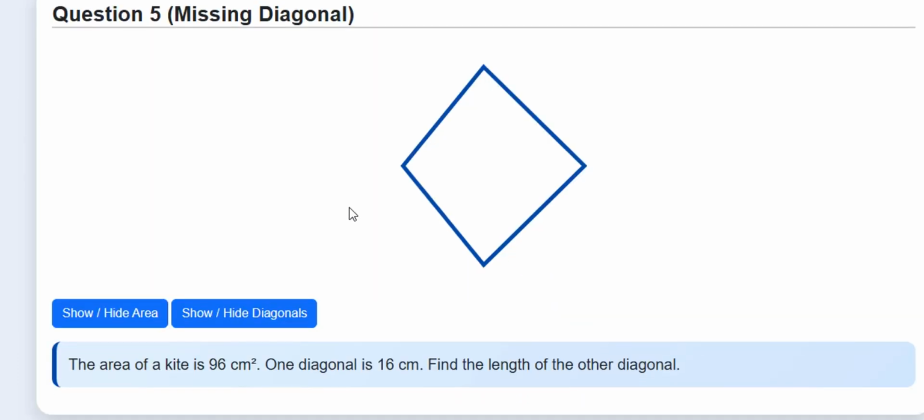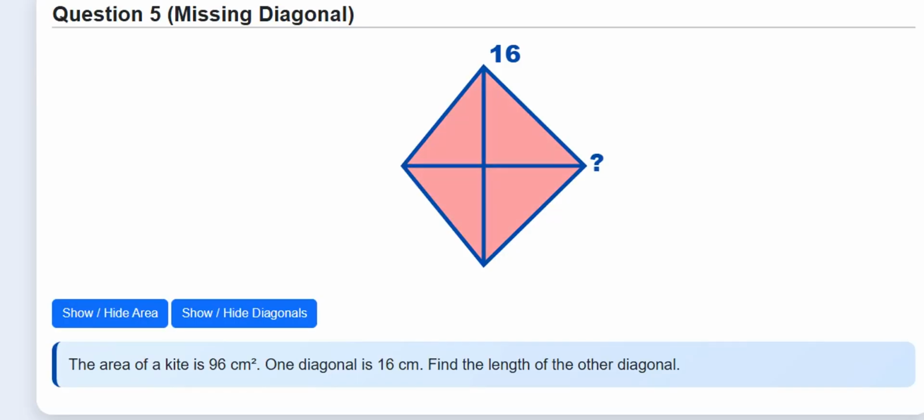So the last question here, we can try to solve it. It's about the area of a kite, which is 96 centimeters squared. Then one diagonal is 16 centimeters. Find the length of the other diagonal. So we start with, of course, the area is the region enclosed by the kite. Then the diagonals are, of course, d1 and d2. This is d1, this is d2. So we are given the area itself.